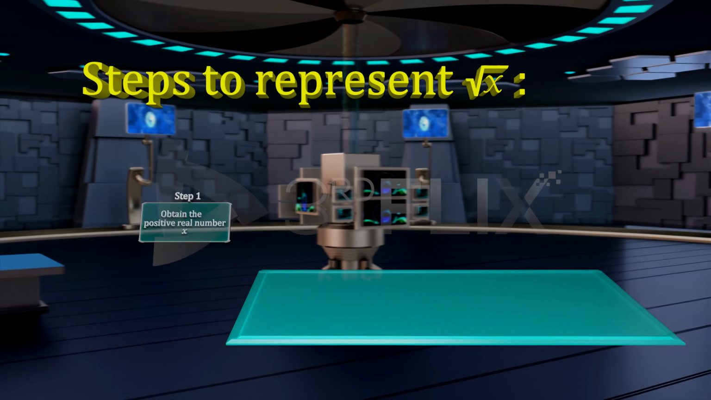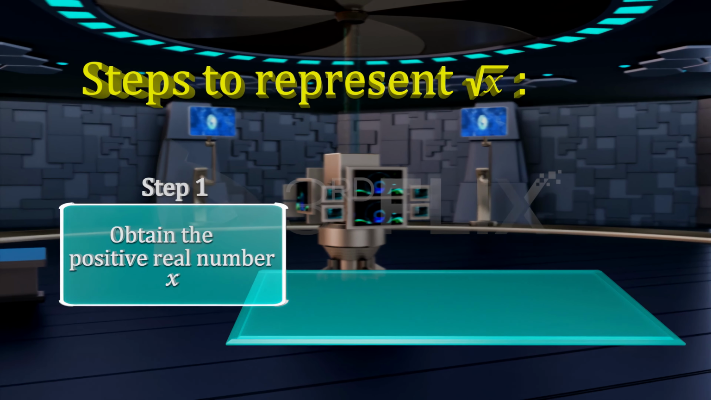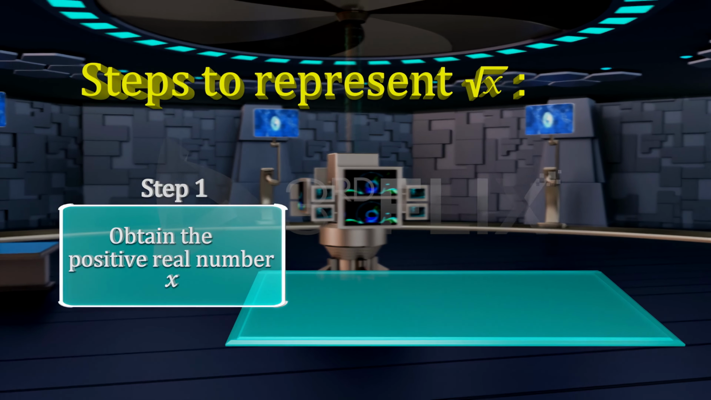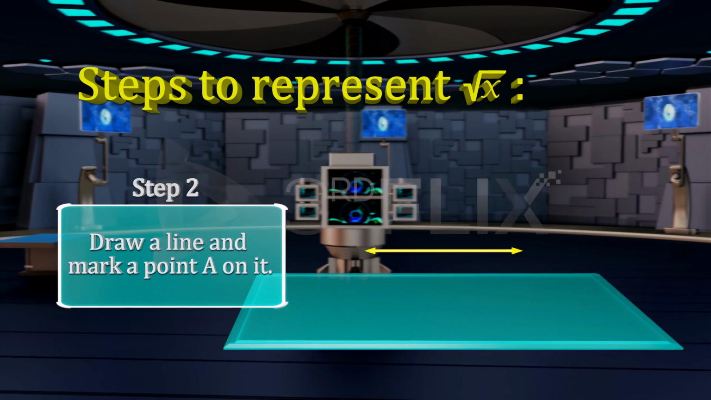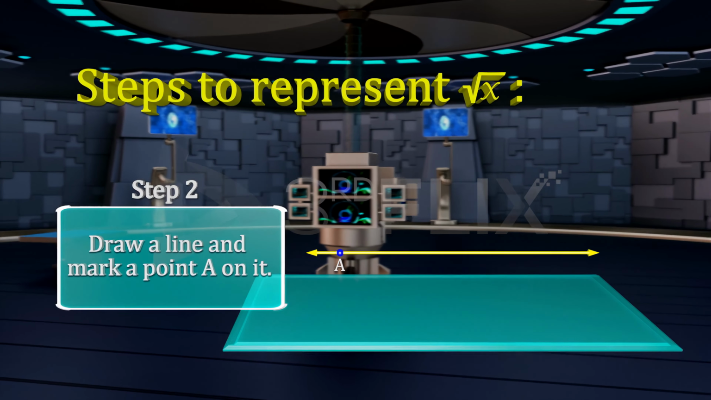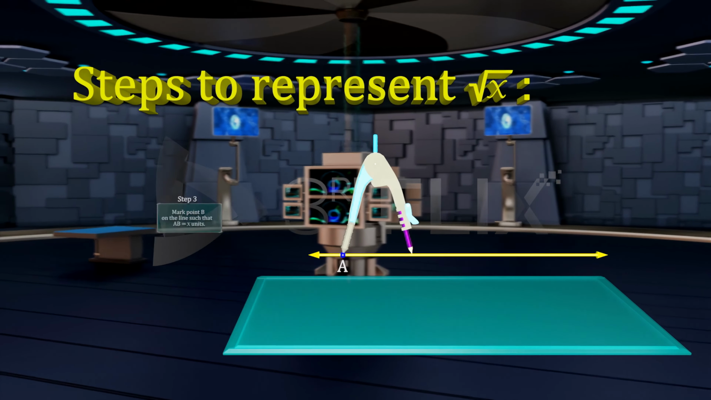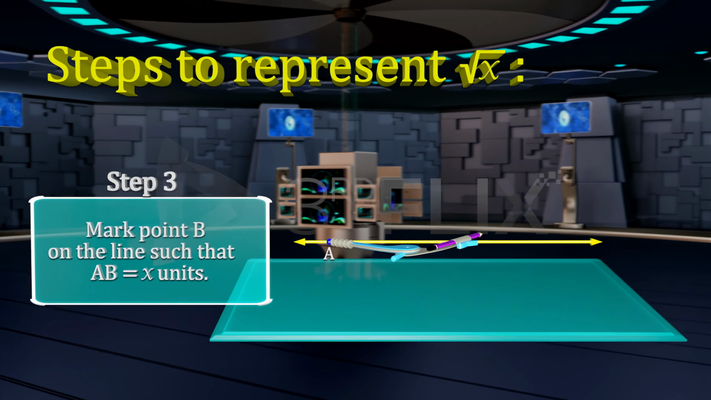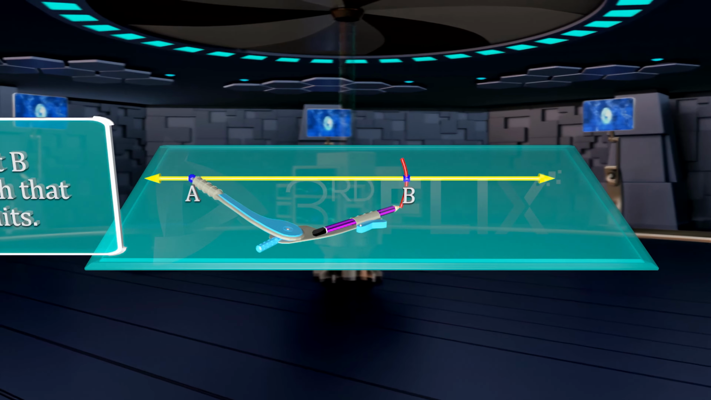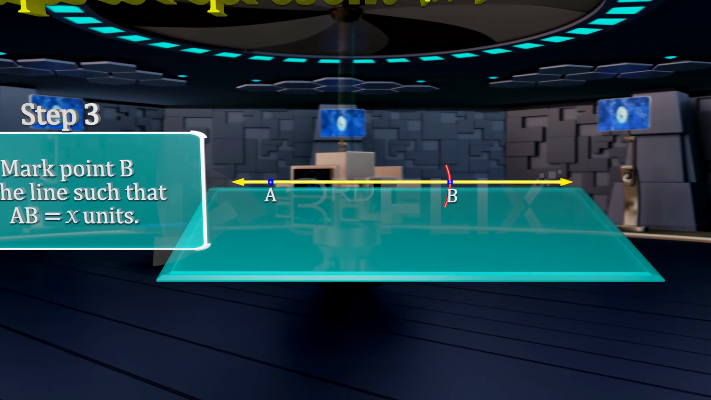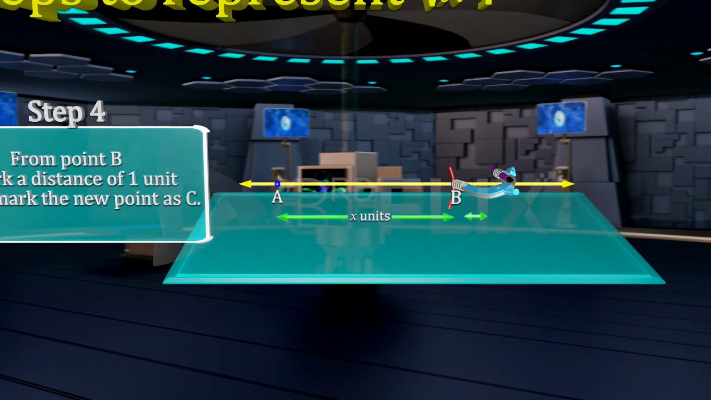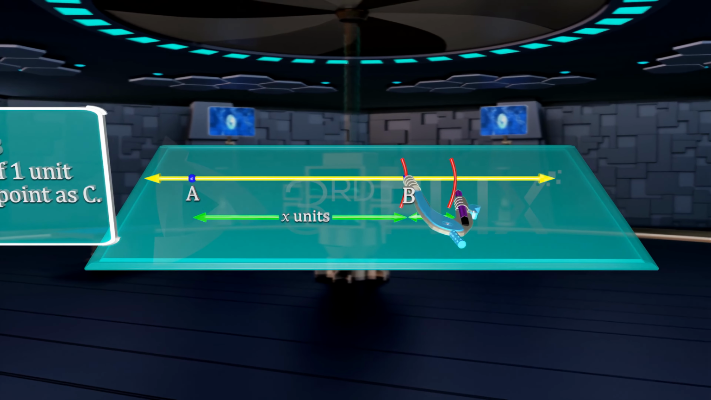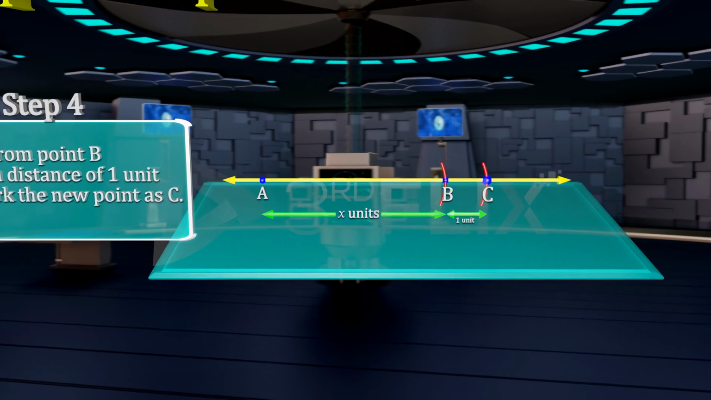Algorithm. 1. Obtain the positive real number x. 2. Draw a line and mark a point A on it. 3. Mark point B on the line such that AB equals x units. 4. From point B, mark a distance of 1 unit and mark the new point as C.